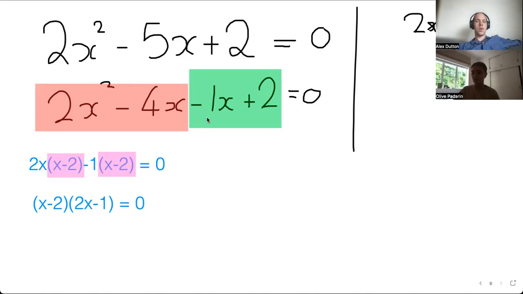It would be 2 or 1/2. Yep, so either it's 2 or it's a half. And you can verify this by putting this back into the original equation. Yep. Okay.